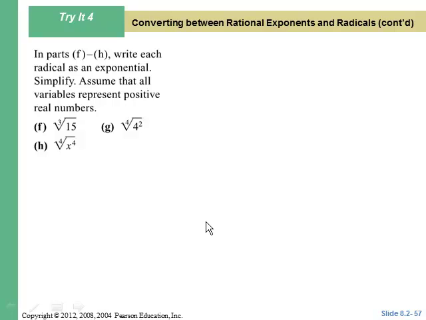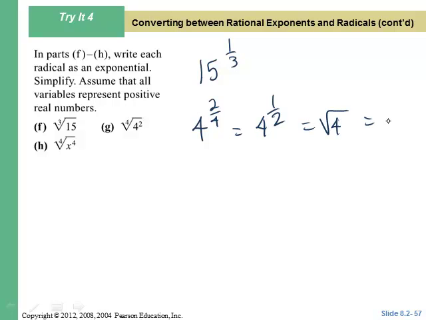In this case, we have to go the other direction again. So this would be 15 to the 1/3. The next one would be 4 to the 2/4, which is 4 to the 1/2, which is actually the square root of 4. So that is the same as 2. And then the last one would be x to the 4/4, which is just x.